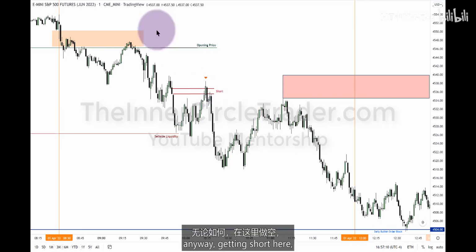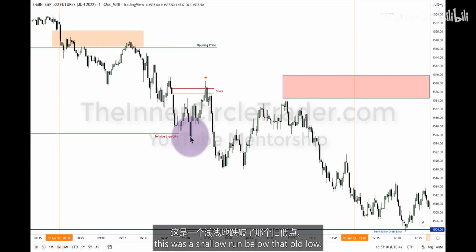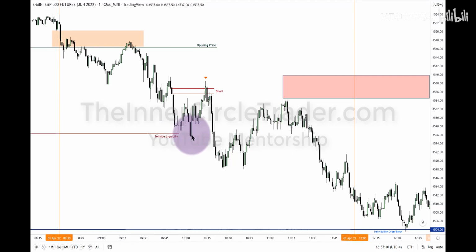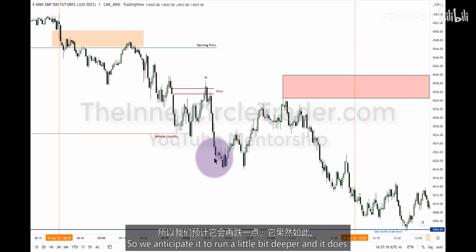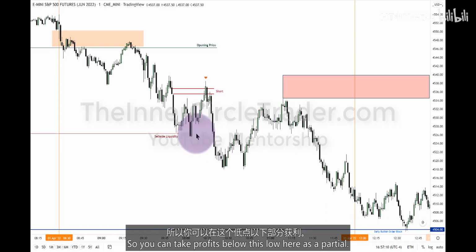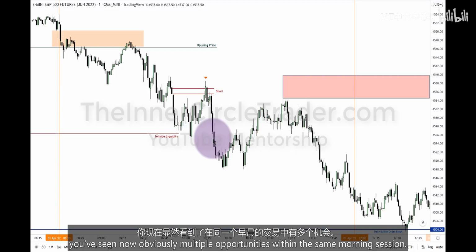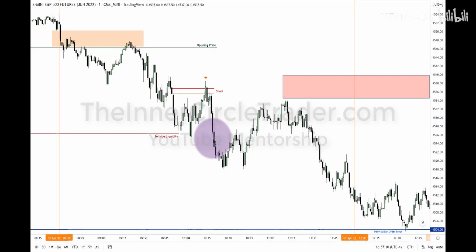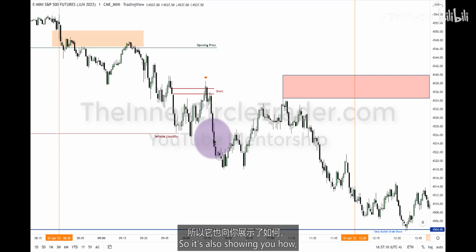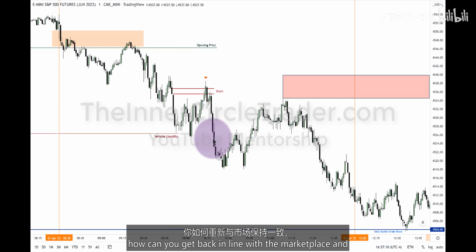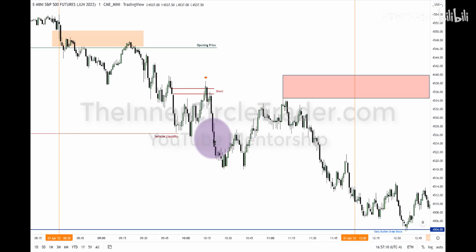Okay, so anyway, getting short here. This was a shallow run below that old low, so we anticipate it to run a little bit deeper, and it does. Okay, so you could take profits below this low here as a partial. And then you've seen now, obviously, multiple opportunities within the same morning session. So it's also showing you how, if you miss your entry, you can get back in line with the marketplace and still participate in these moves.